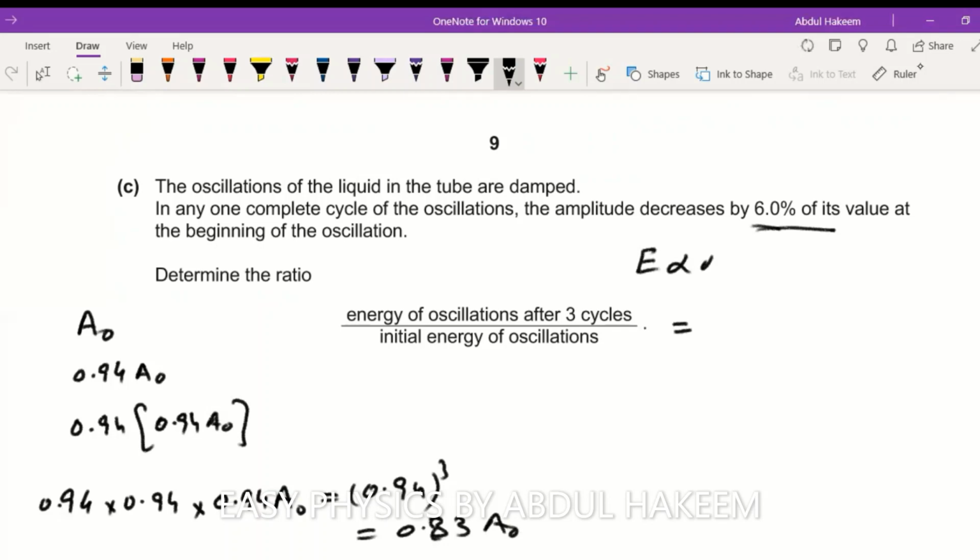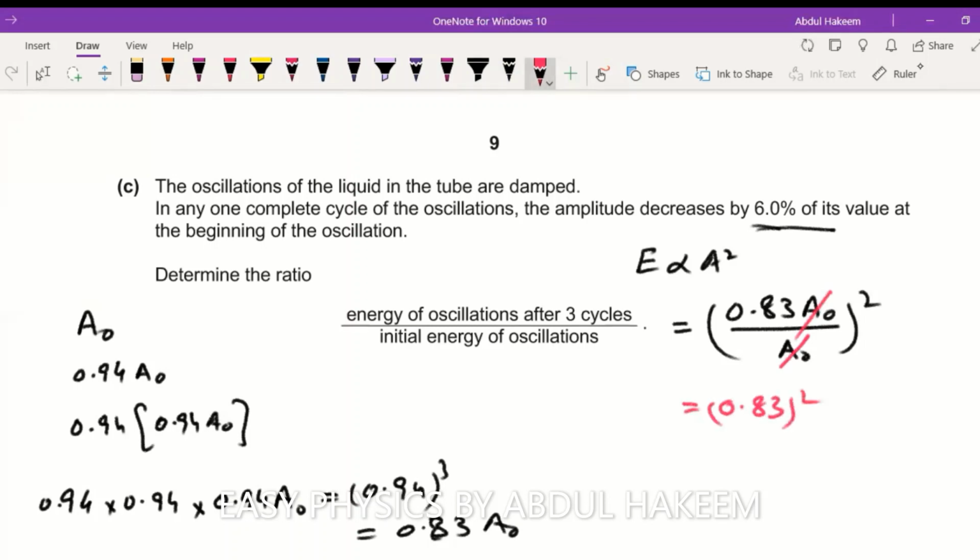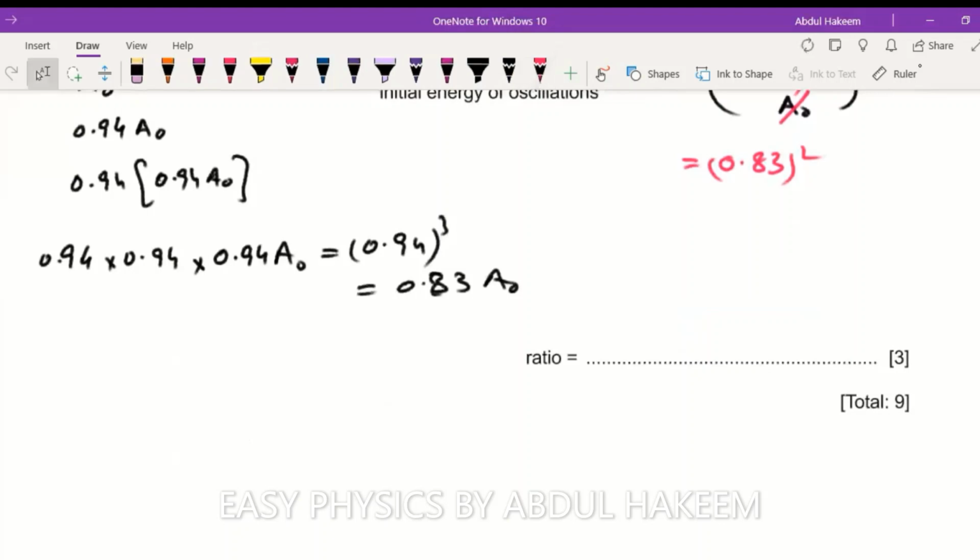So energy is directly proportional to amplitude squared. After 3 oscillations, the amplitude is 0.83 A0 divided by the initial A0, so A0 is cancelled, but due to the square, we have to take the square. So the answer is 0.83 squared, which is 0.6898, so 0.69. This is the ratio, no unit.